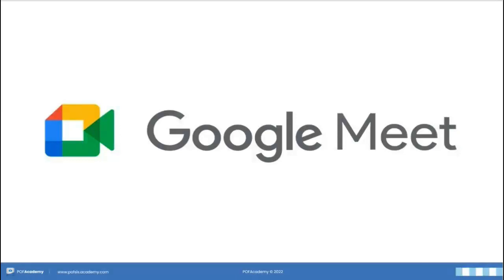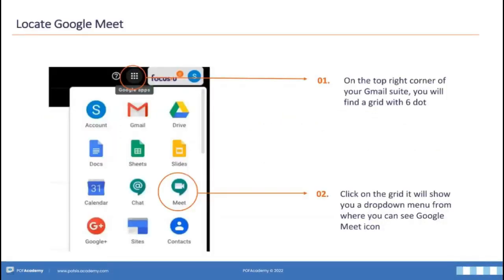Lastly, for our communication tools, we have Google Meet. Google Meet is a video conferencing app, one service for secure, high-quality video meetings and calls available for everyone on every device. On the top right corner of your Gmail suite, you will find a grid with 6 dots. Click on the grid, it will show you a drop-down menu from where you can see the Google Meet icon.